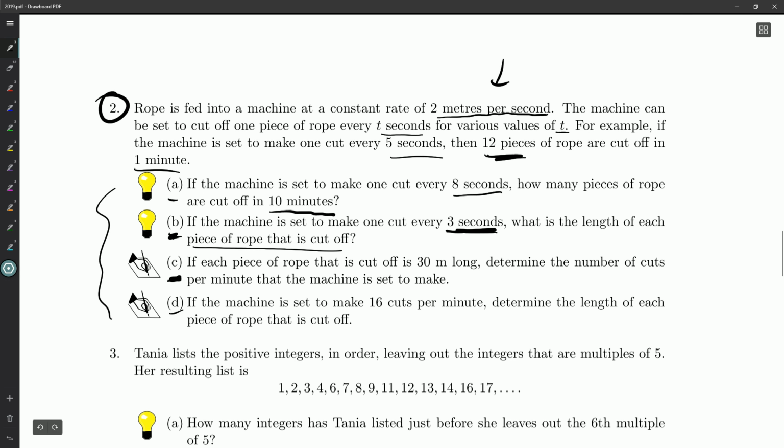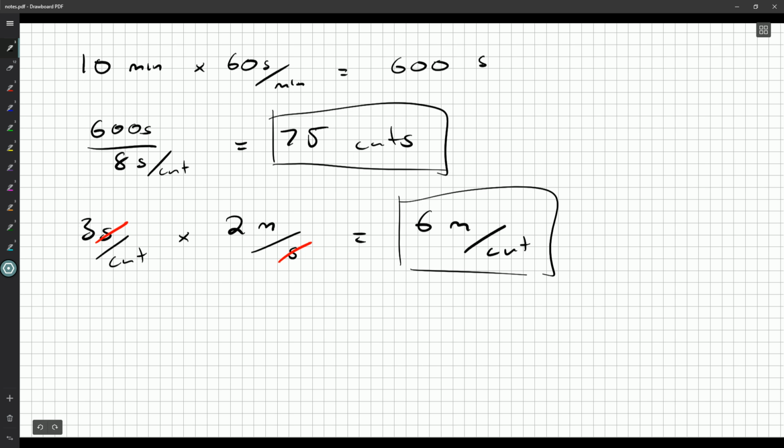Okay? So C part. If each piece of rope that is cut is 30 meters long, determine the number of cuts per minute the machine is set to make. Okay. So this is going to be a combination of things. If the piece of rope that's cut is 30 meters long, and we know it's being fed at 2 meters per second, I should be able to figure out how many cuts per second. And then we want to translate that into cuts per minute. Okay. So we know 30 meters per cut is 2 meters per second times, let's call it t.